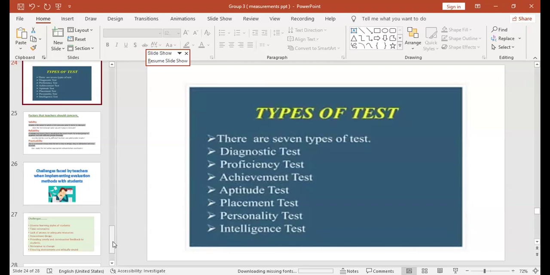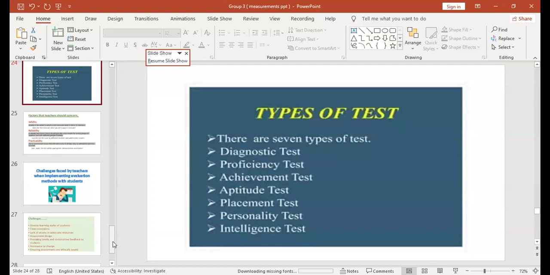Next type is placement test. Placement tests are planned to provide information which will help to place students at the stage of the teaching program most appropriate to their abilities.